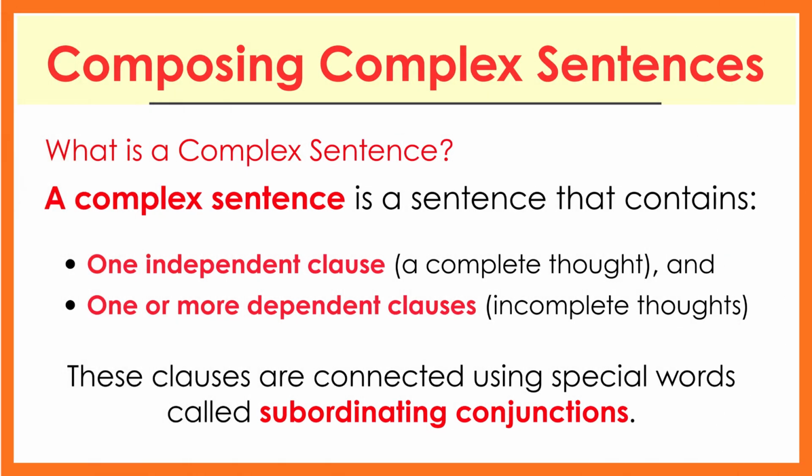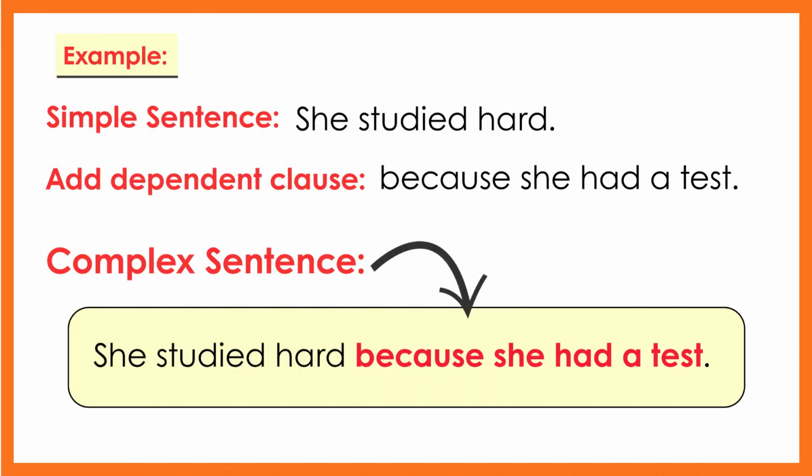Composing complex sentences. What is a complex sentence? A complex sentence is a sentence that contains one independent clause or a complete thought, and one or more dependent clauses or incomplete thoughts. These clauses are connected using special words called subordinating conjunctions. Example: simple sentence. She studied hard. Add dependent clause. Because she had a test. Complex sentence. She studied hard because she had a test.